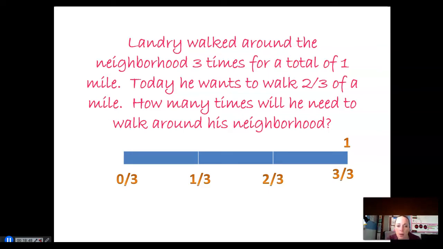Well, let's talk about this here. If I walk 0/3 to 1/3, I walked 1 time around my house. If I walked 1/3 to 2/3, I walked 2 times around my house. If I walked 2/3 to 3/3, I walked 3 times around my house. But today, Landry wants to go 2/3. So how many times would he have to walk around his house? Well, 0 to 1 is 1 time. 1 to 2 is 2 times. So he would walk around his house 2 times.